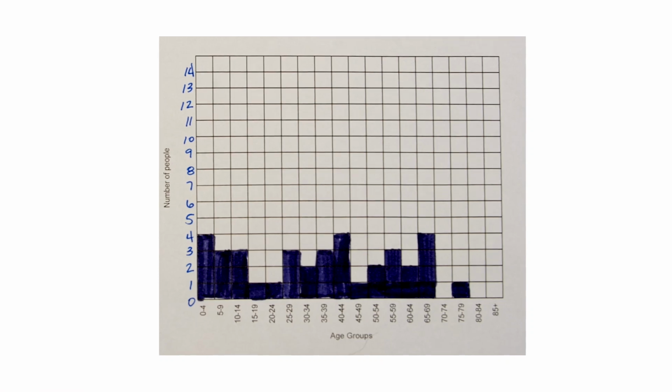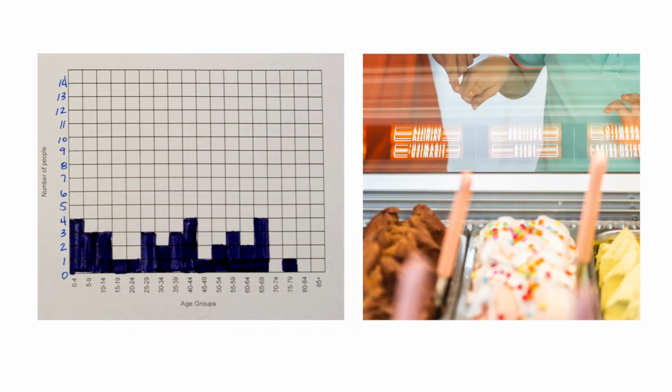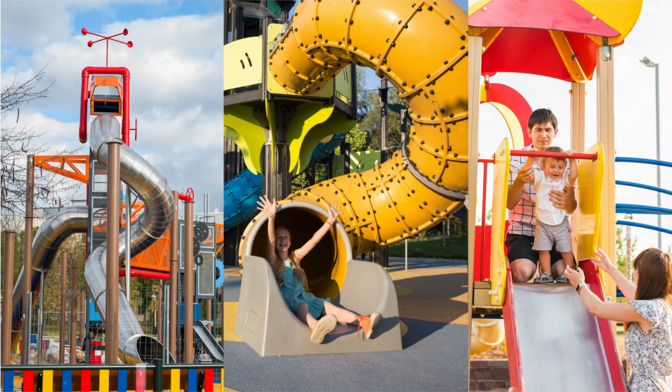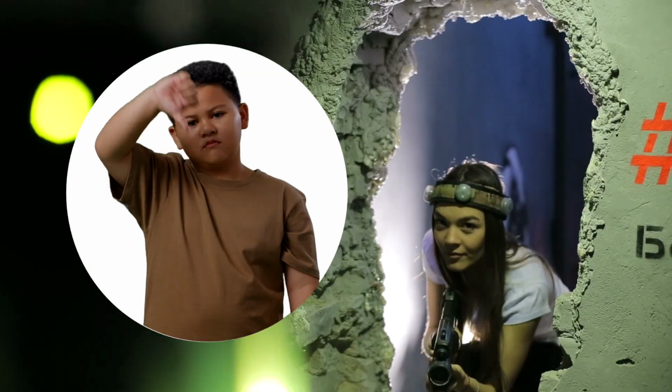Again, considering their data set and proposed businesses, have students consider why they might need more information than just collected data to make that determination. And what other data would be helpful? For instance, is there already a lot of competition for that business? Or what if this particular group of 5 to 14-year-olds simply don't like laser tag?